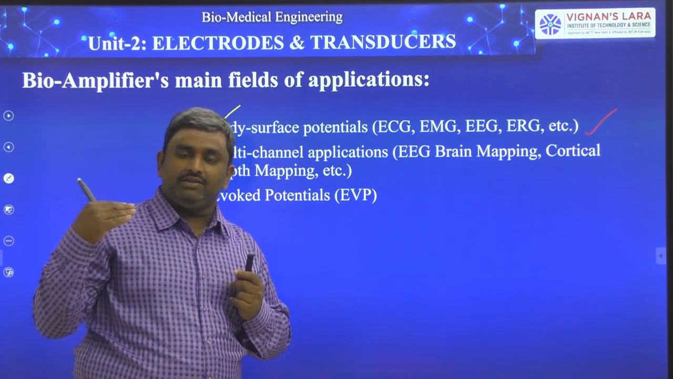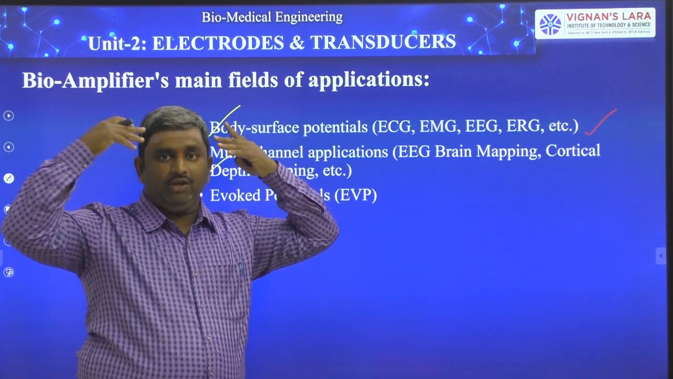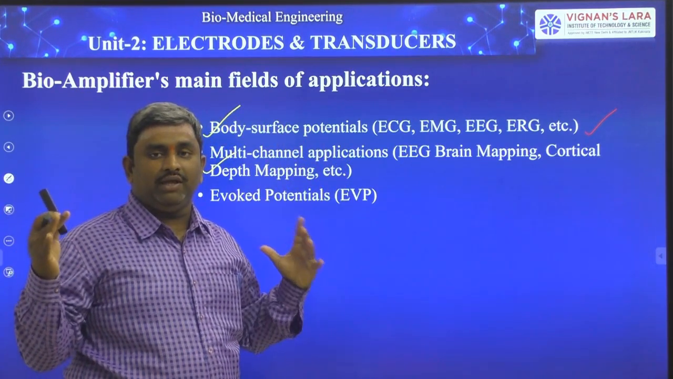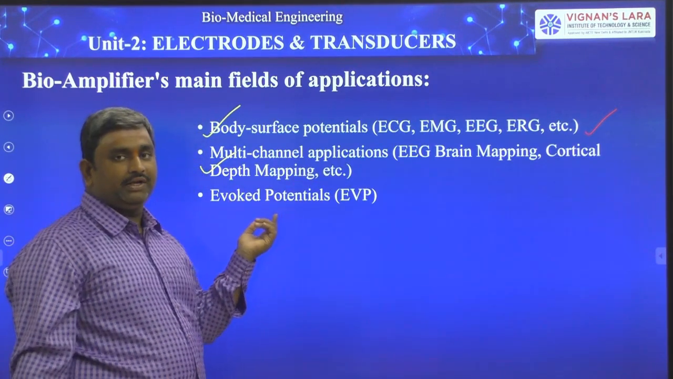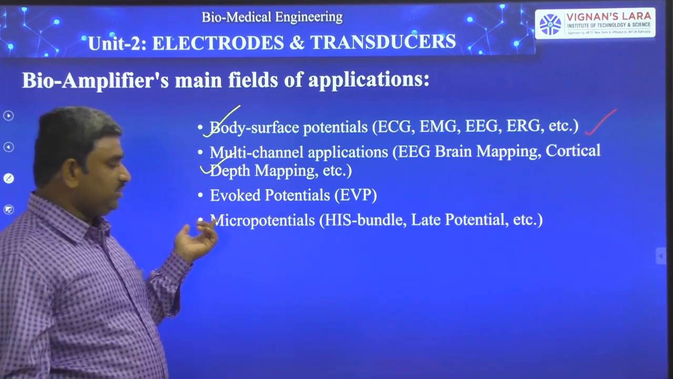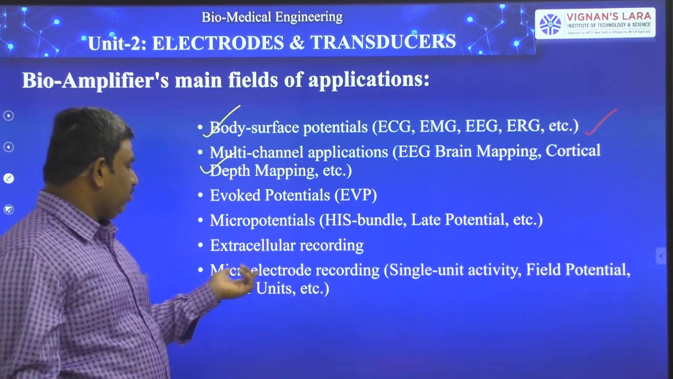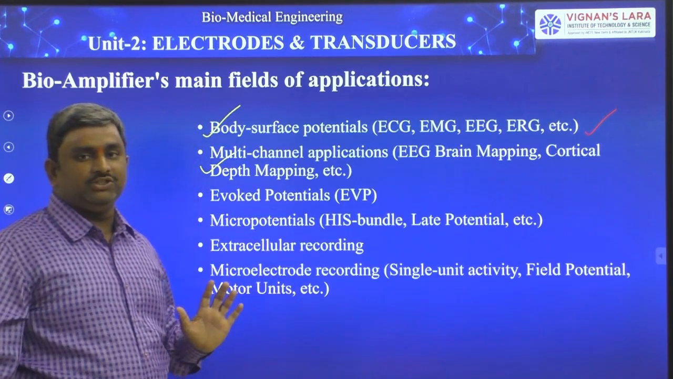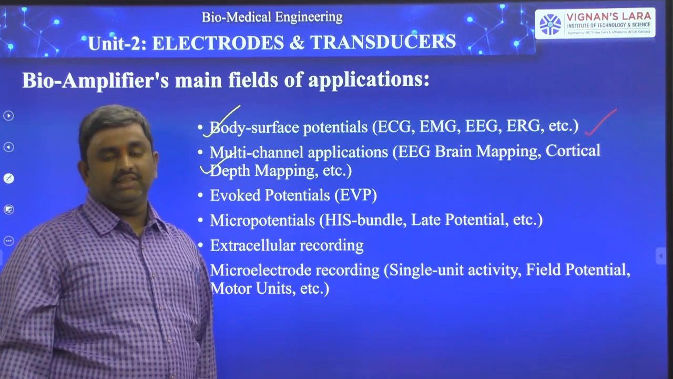When you are collecting brain electrical activities, you will use 40 electrodes or 20 electrodes on your brain. From that, a multi-channel recording facility is very, very important. At that time, we are using these principles, galvanometric recording principles or instrumentation principles. Next, evoked potentials, microwave potentials, extracellular recording, microelectrode recording, and all these applications were very, very important for using biomedical amplifiers in the olden days.